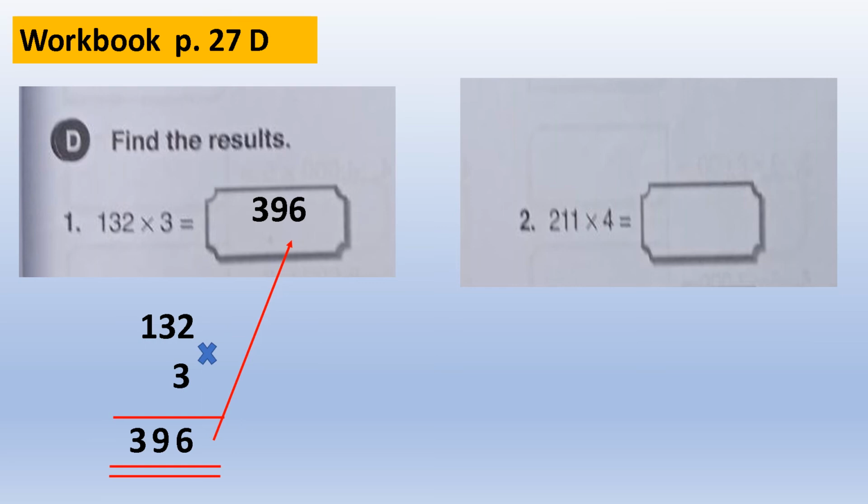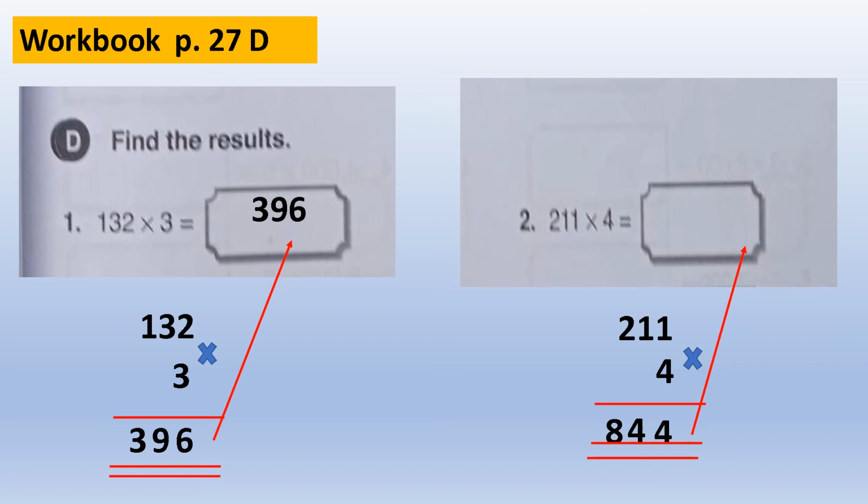Number 2. Let us read the problem first. 211 times 4. So the same process, you have to write the numbers vertically first, and then proceed to multiplication. So 1 times 4 is 4. 1 times 4 is 4. And then 2 times 4 is 8. So the product is 844. So you say 211 times 4 is equal to 844.